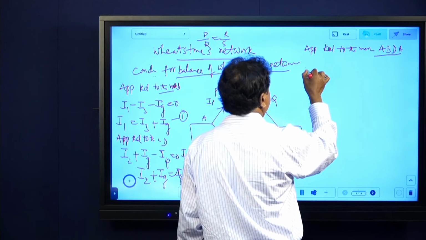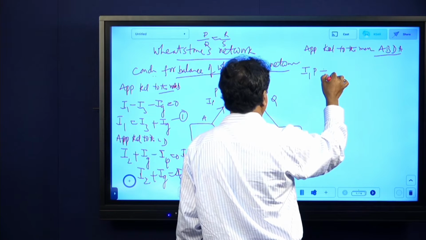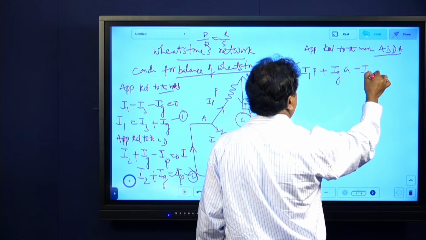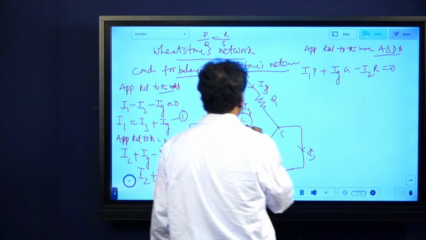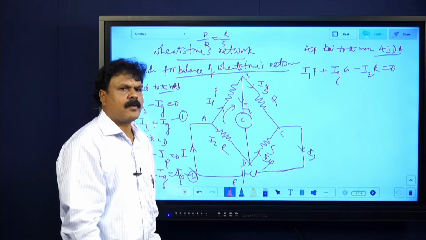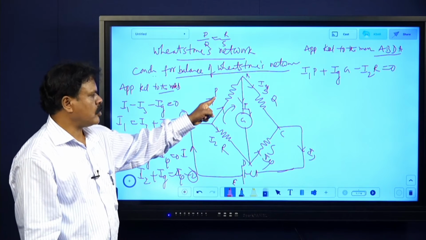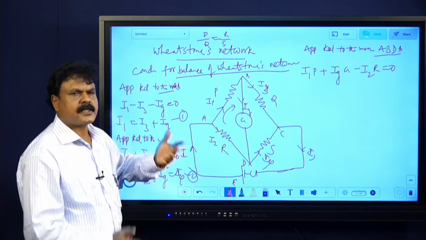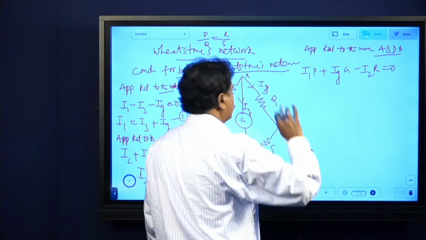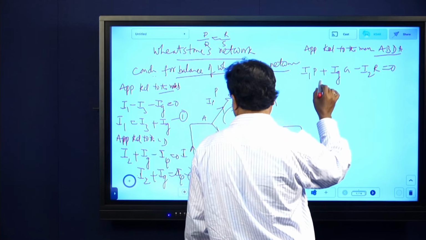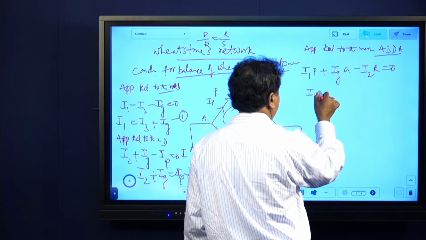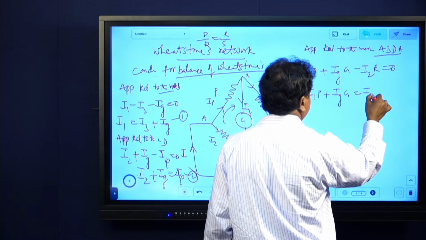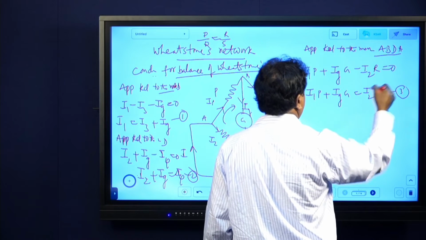I will write I1P plus IG into G minus I2R equals 0. I am coming in this way. You can assign any one direction and go ahead. I1 into P plus current into resistance, minus, because for your direction it is coming in the opposite way. If you want, you can take one more step: I1P plus IG into G equals I2R. Let me call this as 3.